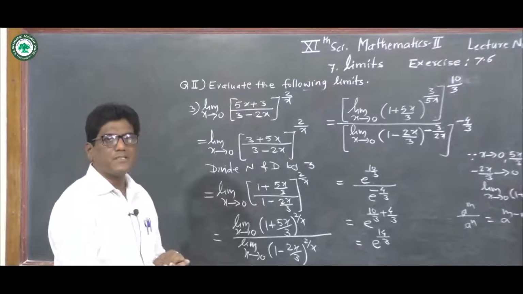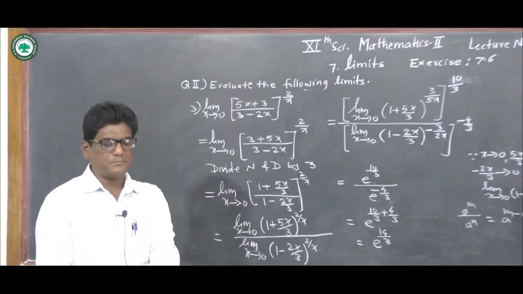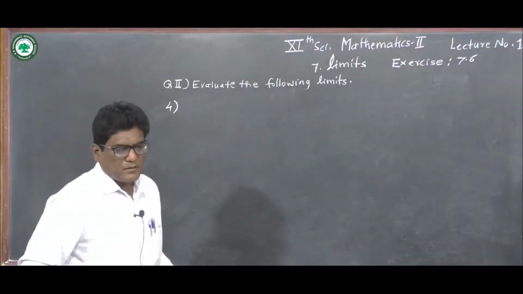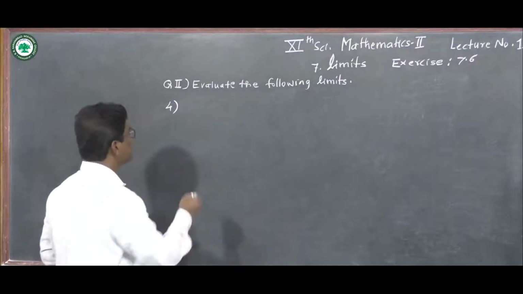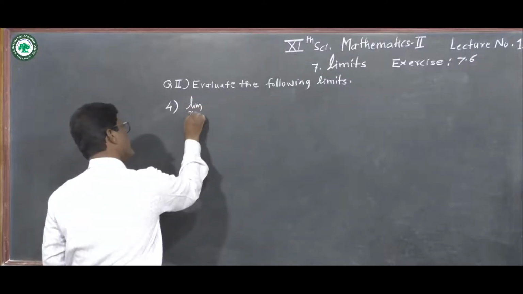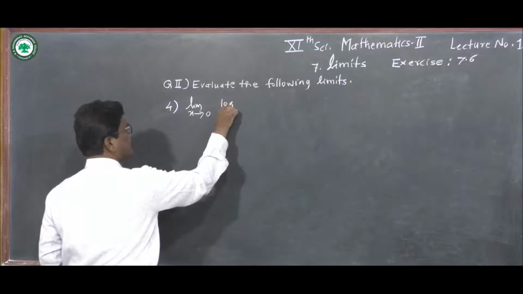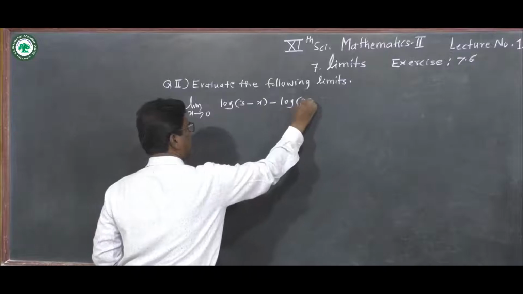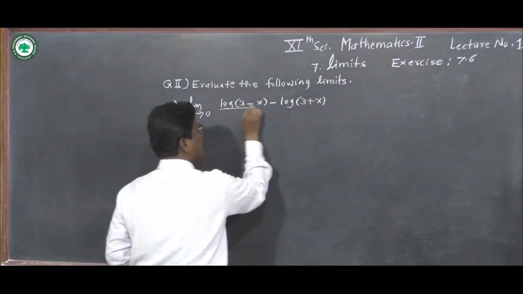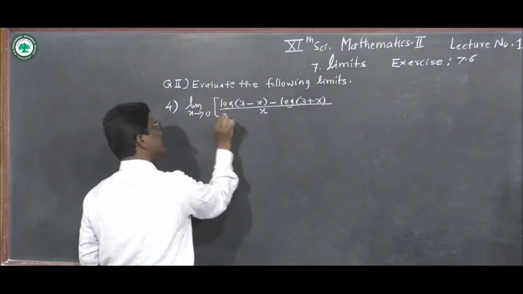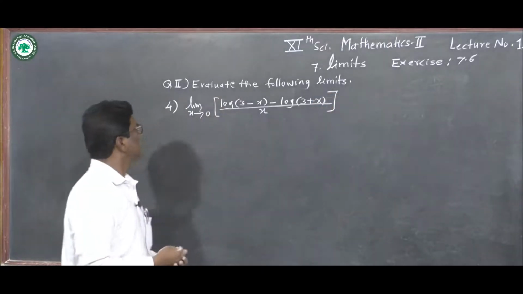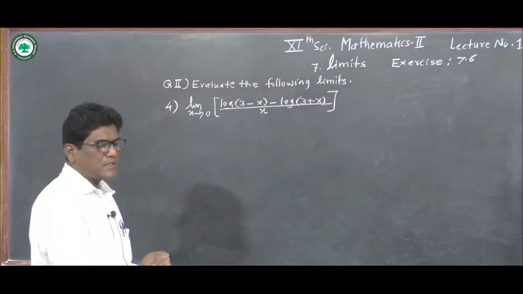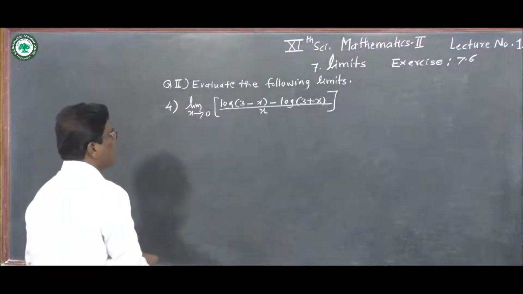In this way we completed this third problem. Now the fourth problem here. Limit x tends to 0, log of (3 minus x) minus log of (3 plus x) divided by x. This is the fourth problem.